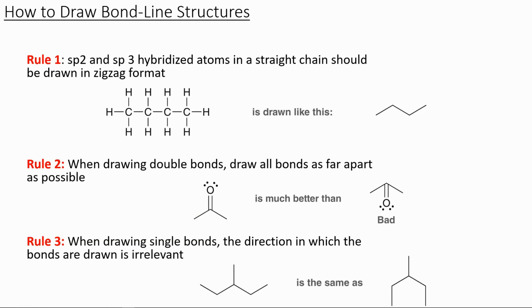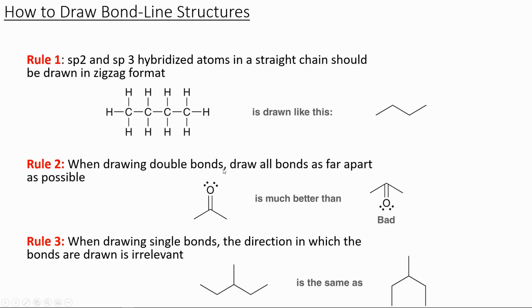So let's go through the rules of drawing bond line structures. The first rule is that sp2 and sp3 hybridized atoms in a straight line should be drawn in a zigzag format. So if we take this Lewis structure and convert it to the bond line, we can see that instead of the 4 carbons being in a straight line, we now have them in a zigzag.